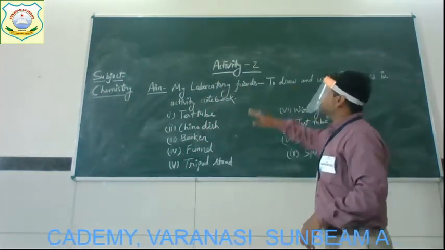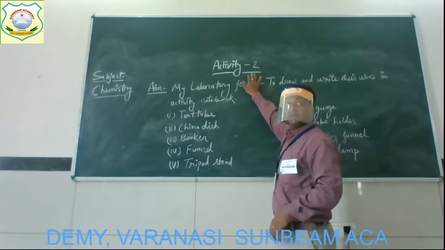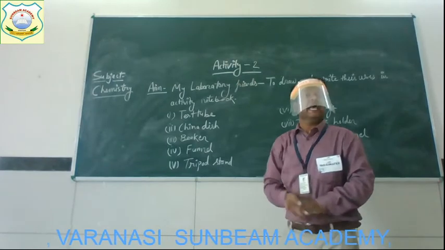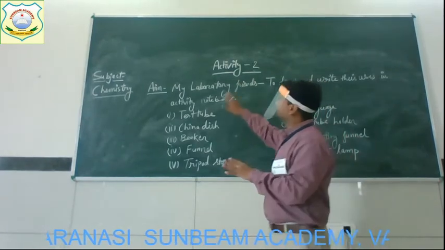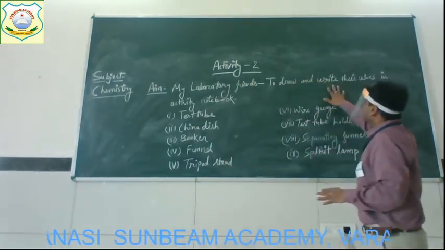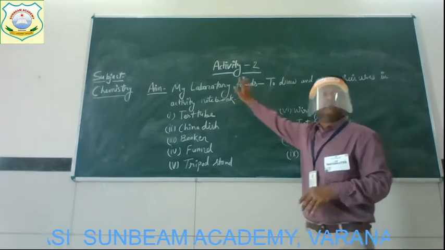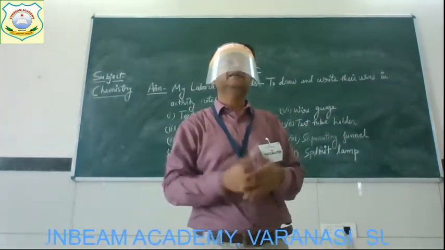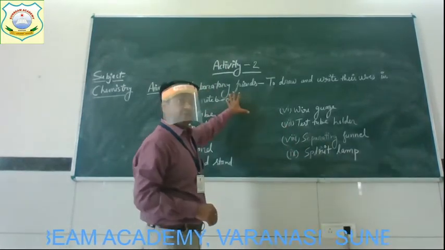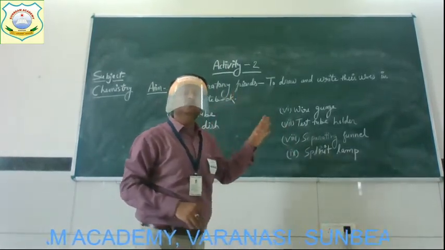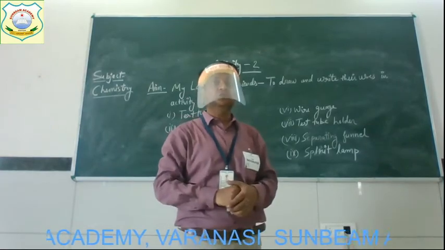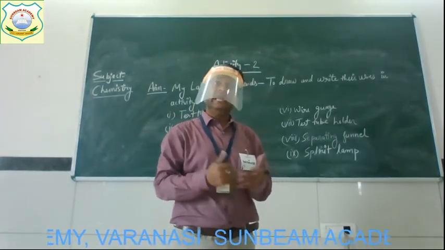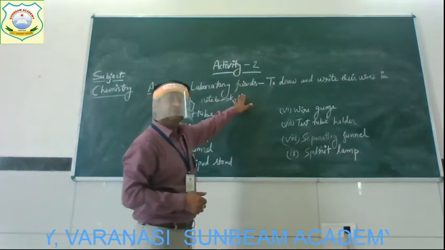Now, today I am going to perform activity number 2 of chemistry. And the aim of this activity is what? To draw and write the uses of some of the laboratory equipments. That is why they are termed as laboratory friends, because they are used in different activities. To do the different activities in the lab, they are used. Okay, that is why they are termed as laboratory friends.